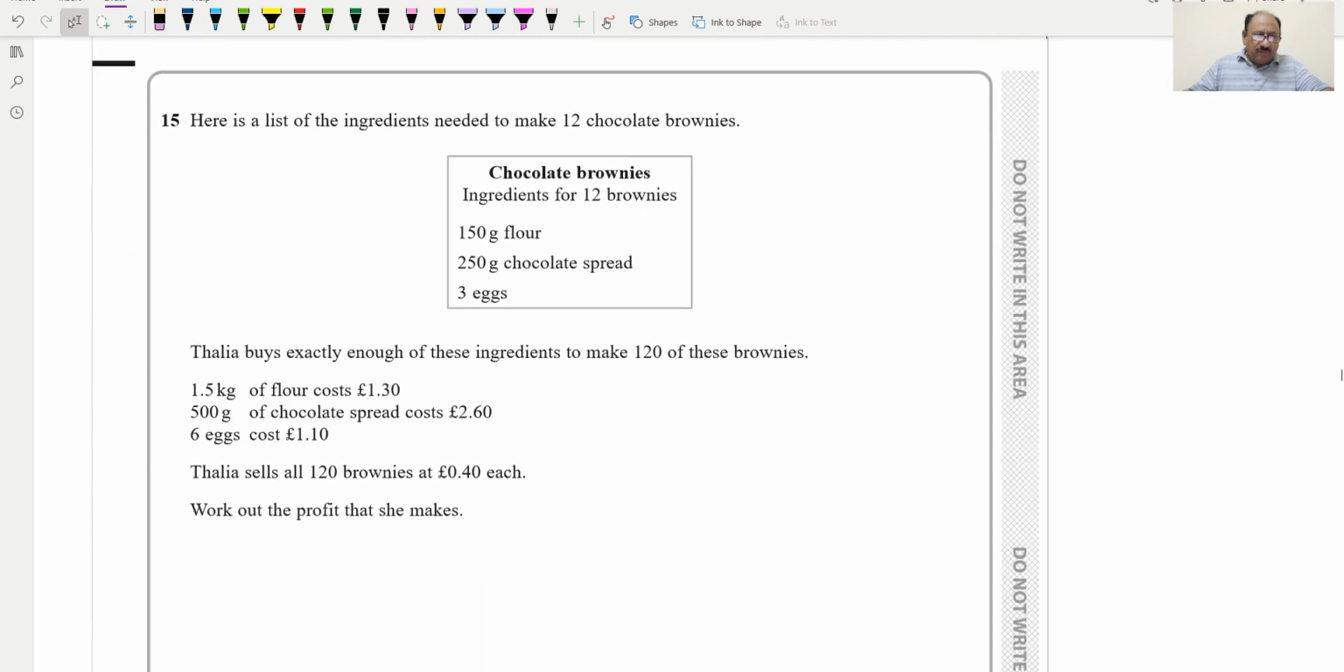Now question number 15, and question number 15 says here is a list of ingredients needed to make 12 chocolates. So the number of chocolates is 12.